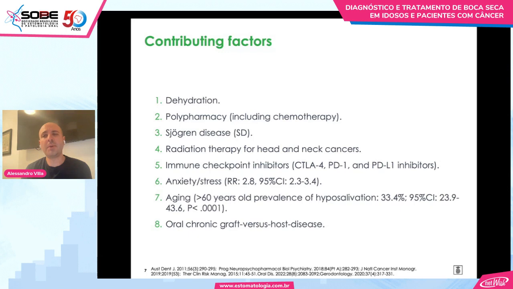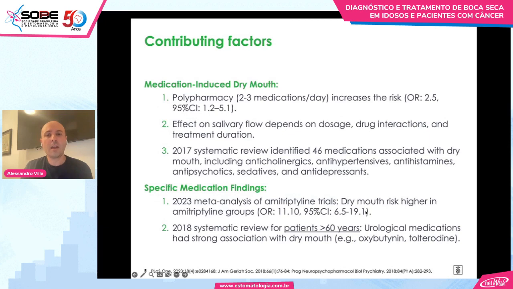And finally, when we consider cancer patients, as I briefly mentioned just a few minutes ago, oral chronic graft-versus-host disease is a complication that can also affect the salivary gland, and these patients may also complain of dryness of the oral cavity. I'm an epidemiologist also.